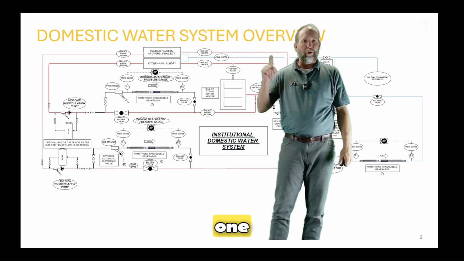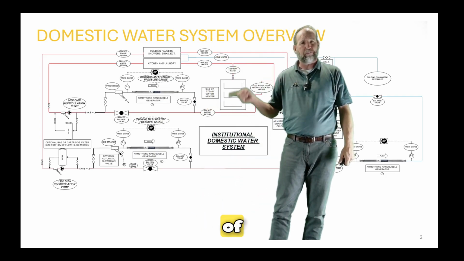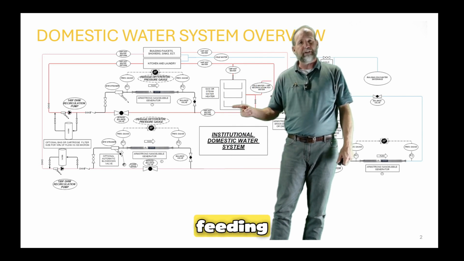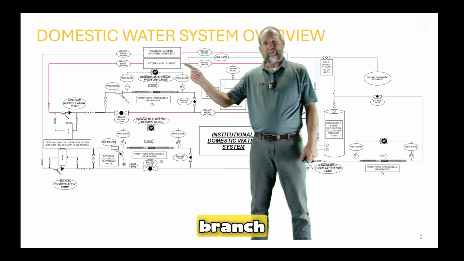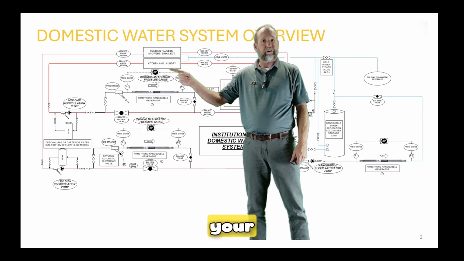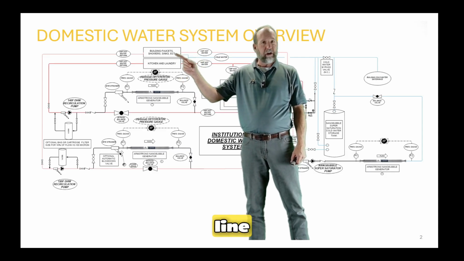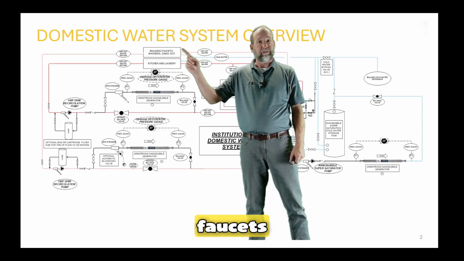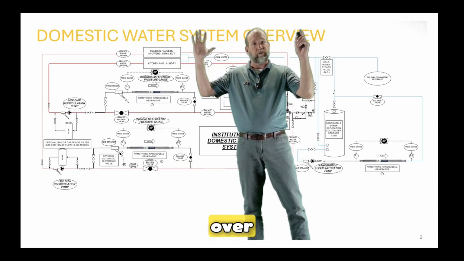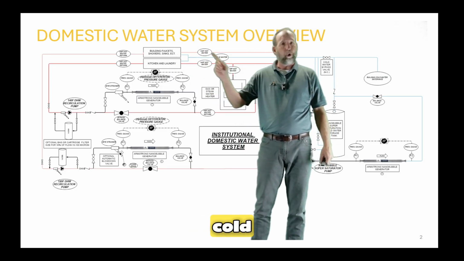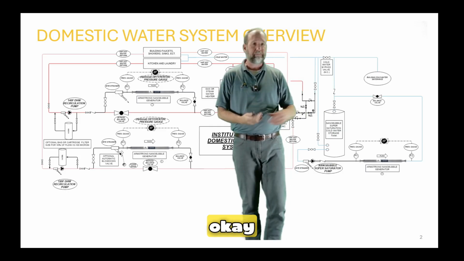So typically you've got one water line that comes in, and then it's got a bunch of branch lines. One branch line feeding your water heater, one branch line feeding your laundry and your kitchen, another branch line feeding domestic faucets and showers and going all over the place, okay? That's the cold water side of the equation, okay?